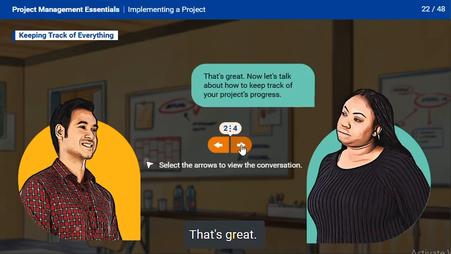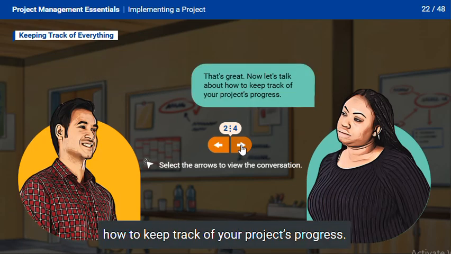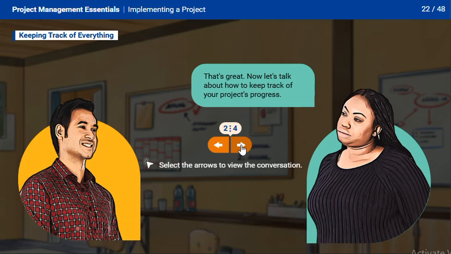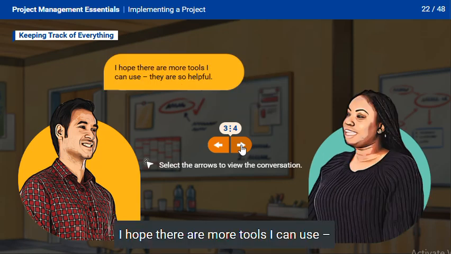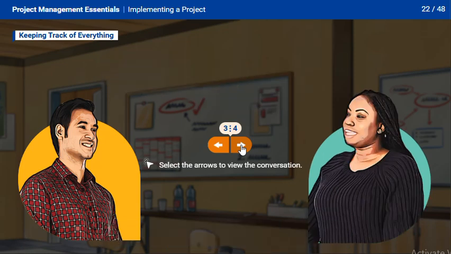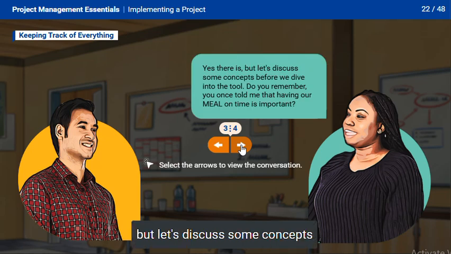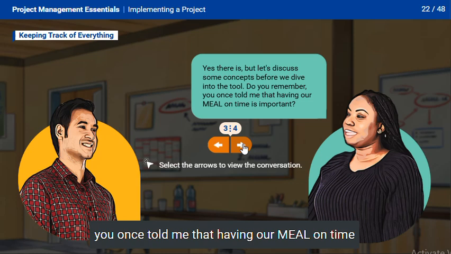That's great! Now let's talk about how to keep track of your project's progress. I hope there are more tools I can use. They are so helpful. Yes, there is. But let's discuss some concepts before we dive into the tool. Do you remember? You once told me that having our MEAL on time is important.